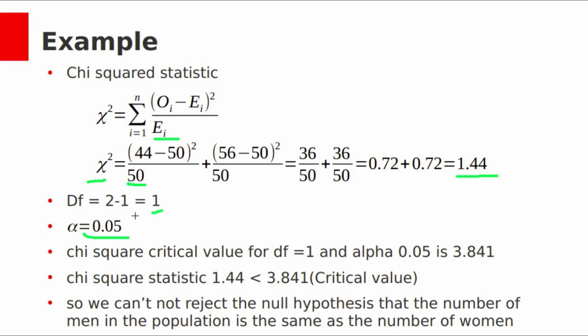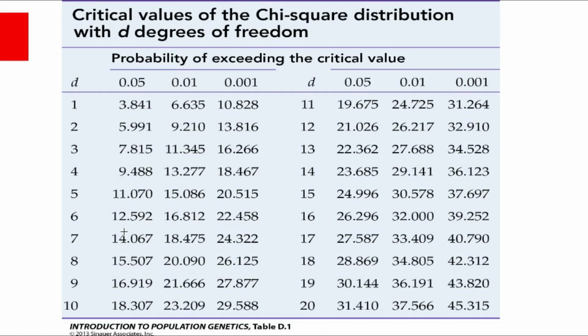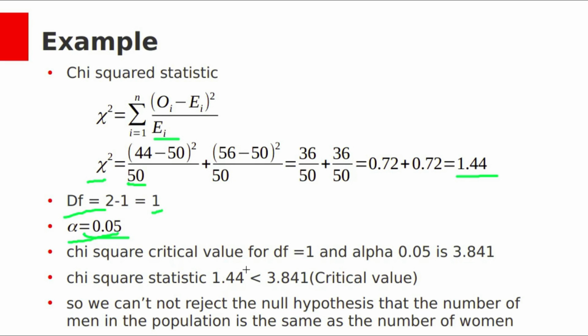We need to find the chi-square critical value for this degree of freedom and this alpha level. Let's see the table. This is the chi-square table. We have degree of freedom 1 and we want 95% confidence level. So our critical value will be this one, 3.841. Chi-square critical value for degree of freedom 1 and alpha 0.05 is 3.841. Our chi-square statistic is 1.44, which is less than the critical value.